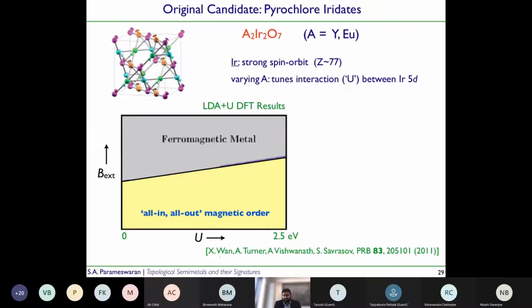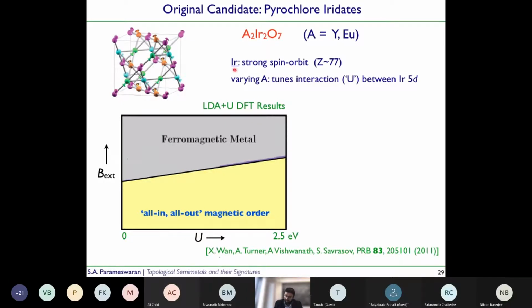So the original candidate material proposed for these things was the pyrochlore iridate materials, A2Ir2O7, where the A's were originally proposed to be Y or Eu. The reason for looking at these materials is that to get this Weyl semimetal-like physics, you want a combination of time reversal breaking, so magnetic materials are good, but you also want strong spin orbit coupling, because you want the conduction electrons to care about the time reversal breaking in a particular way. You want the magnetism to feed back on the band structure.